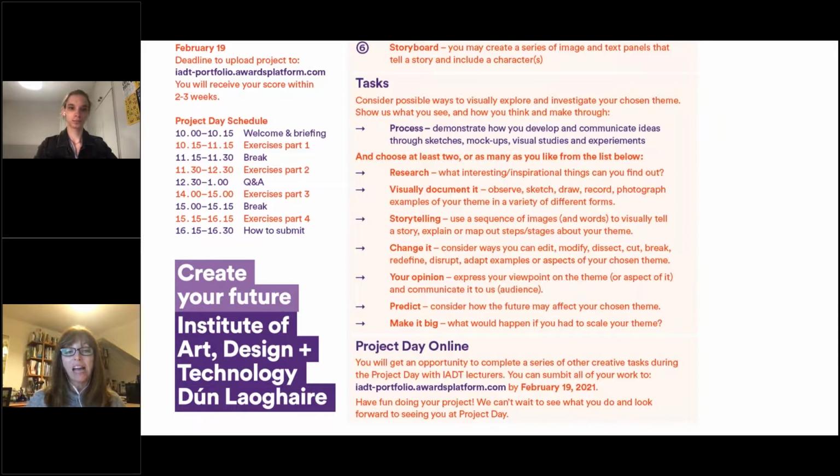Again, these are tactics you could do visually, so you might come out with something unexpected. So again, just prompts to ask yourself, if I make a piece of work, how could I change it up to see, can I get more out of this idea? And don't be afraid to express your opinion or your viewpoint on a theme or an aspect of it.